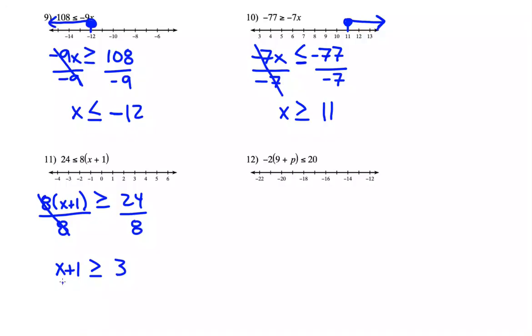Now I'm almost done. I have x plus 1. The opposite of plus 1 is minus 1. And if I do that to one side, I have to do it to both sides. So the plus 1's cancel, and I'm left with x, and x is greater than or equal to 3 minus 1, which is 2. So 2 is going to be our key number, and it's greater than or equal to, so equal to 2 is a solution, and x is all the numbers that are greater than that as well, so it goes this way.